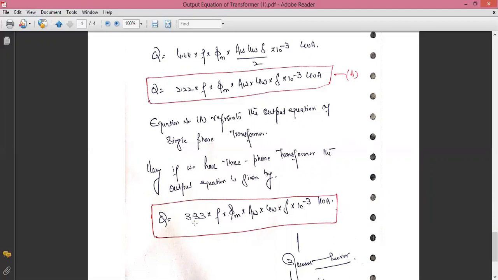Sir, why is it 3.33? The reason is that it is a constant value you get when you solve for a 3-phase transformer. In a single phase transformer, you have a primary winding and a secondary winding. In a 3-phase transformer, there is also a primary winding and a secondary winding, but your net copper area will increase. When the net copper area increases, the effect can be seen with the help of this equation.